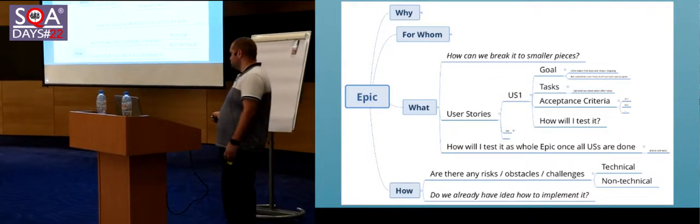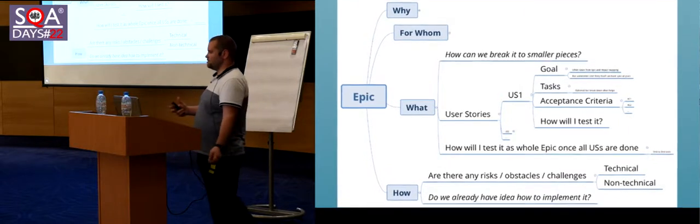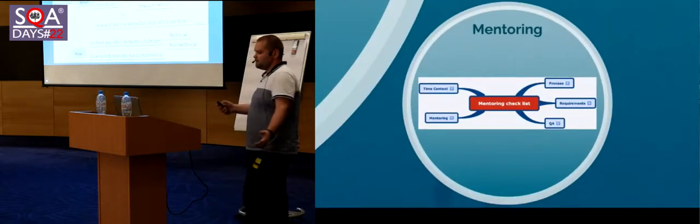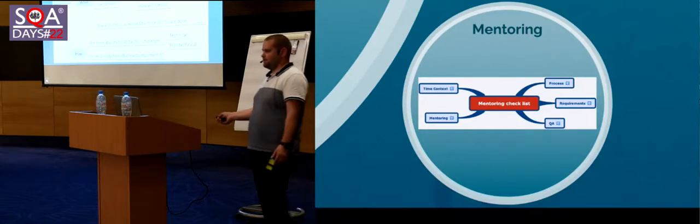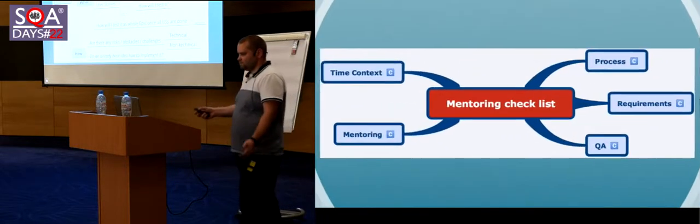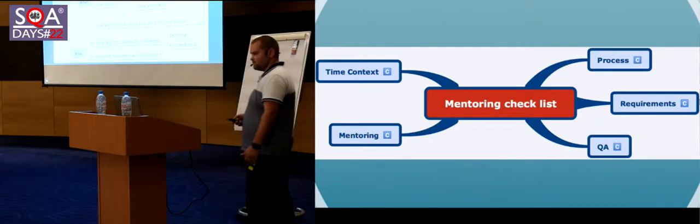And then how, when important is to look back. Do we already have some experience with this? Are there any known risks? Do we already have idea how to implement it? If for all of these things you have answer no, then you need to do some proof of concepts and things like that.